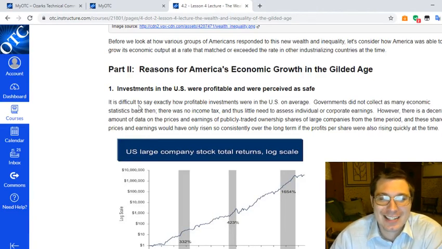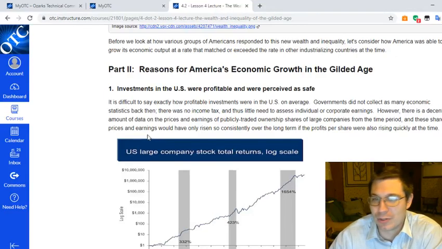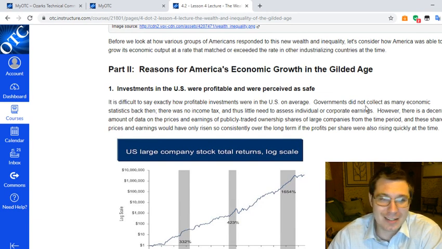It is difficult to say exactly how profitable investments were in the U.S. on average. Governments did not collect as many economic statistics back then. There was no income tax, and thus little need to assess individual or corporate earnings. However, there is a decent amount of data on the prices and earnings of publicly traded ownership shares of large companies from the time period.